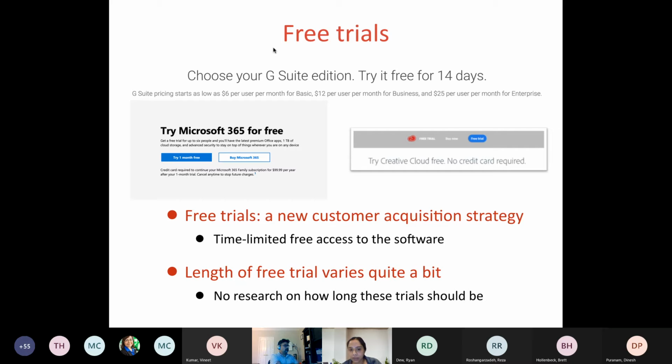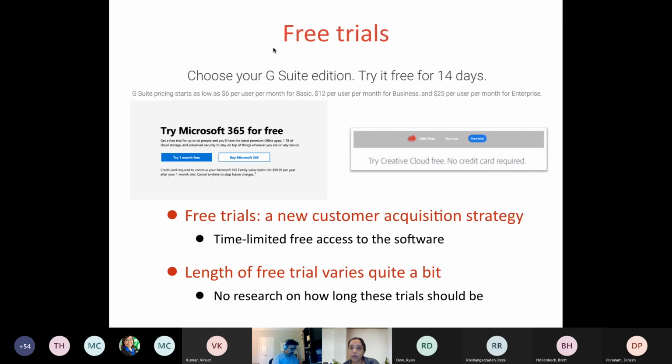If you look at what's happening in the industry, one of the interesting things you will see is that the length of the free trial that each firm adopts is quite different. For example, Microsoft 365 has about 1 month of free trial, Adobe Creative Cloud has about 7 days, and Google Suite gives 14 days. So you see quite a bit of variation in how long these free trials are. And there's not really any research on how long these free trials should be.